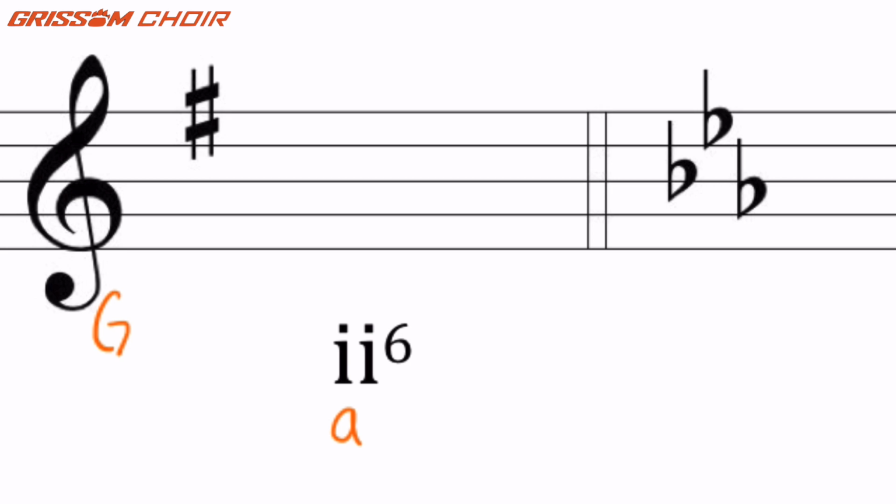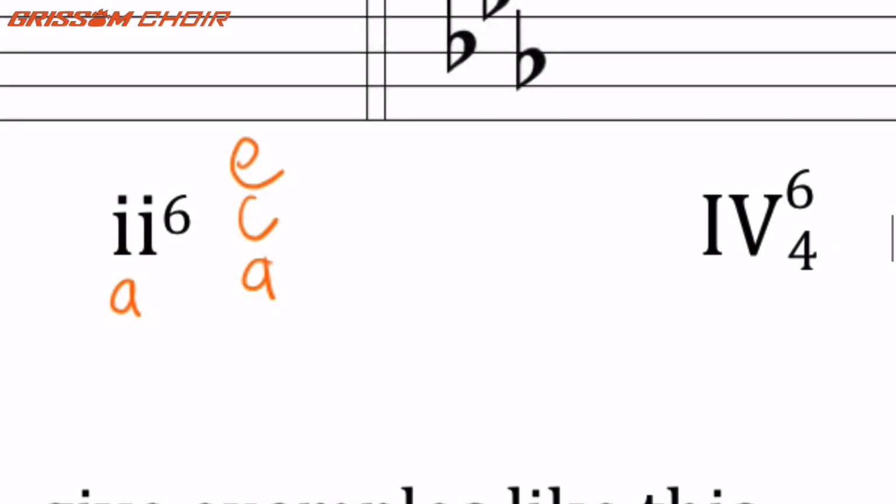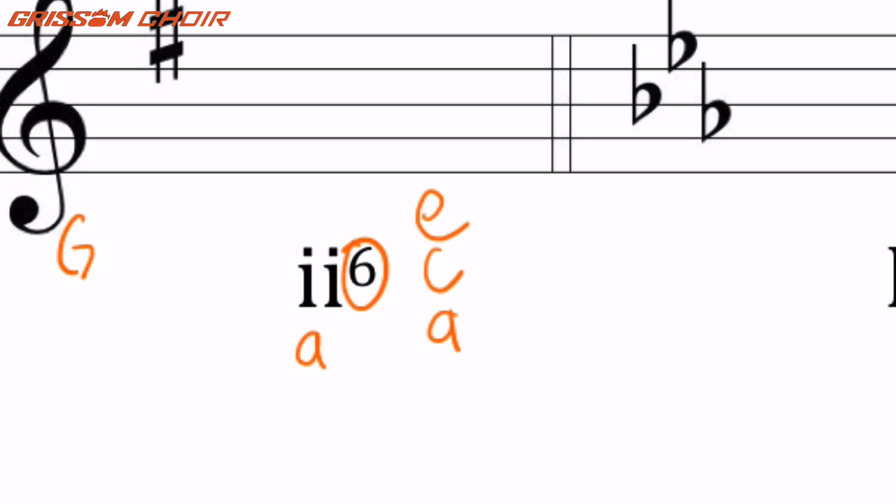Now let's go ahead and draw the chord. We have A, C, and E. Line, line, line, or space, space, space, meaning that we skip a letter in between. A, C, and E. The 6 means that we are in first inversion. First inversion means that the middle note of the chord, which is the 3rd note of that chord, is on the bottom, just like that first example we did.